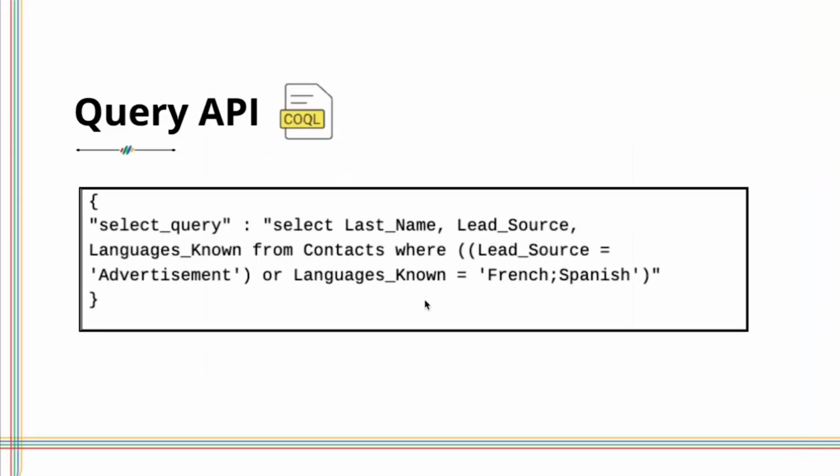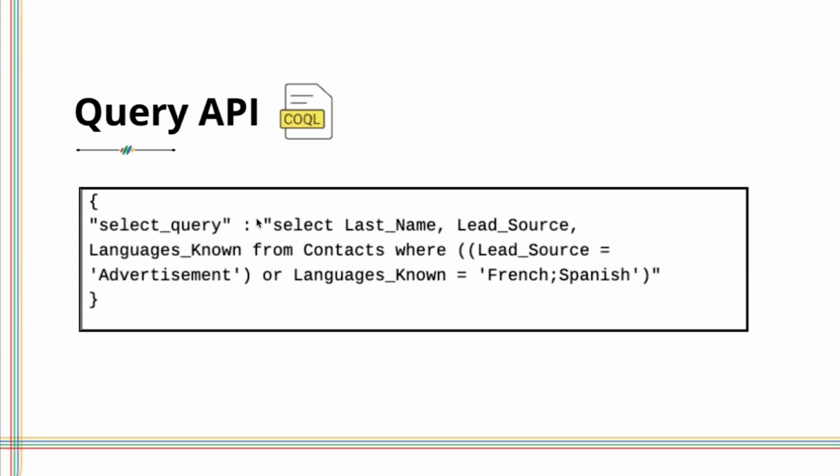Coming to query API. So many of us have a great experience with SQL's select query. So query API also uses a syntax similar to SQL's select query, and this uses something called the CRM Object Query Language. So this is, as you can see, very, very similar to SQL's select query. So the advantage of query API is that it supports a wide range of operators, a wide range of comparators, so that you can fetch records from different modules over different fields. So in this select query, you can see it's very, very similar to SQL's select query.